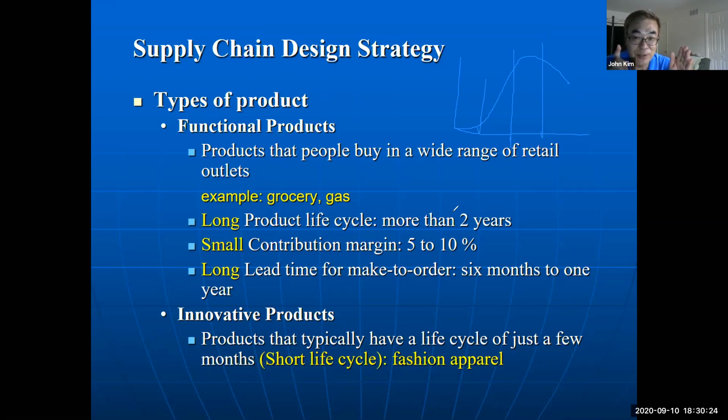So for functional products, the product life cycle is very long, like this. And then contribution margin.